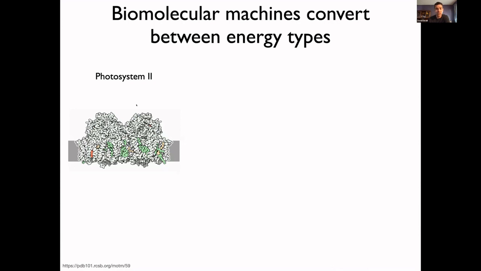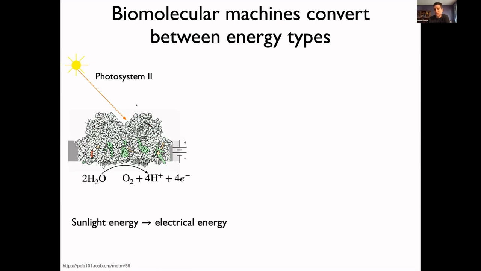There are light harvesting machines, such as Photosystem 2, that receives incident photons originally from the sun, uses that energy to split charges, to split water, that then gets translated across a membrane to achieve charge separation, essentially a voltage. So this machine is converting sunlight energy into electrical energy.